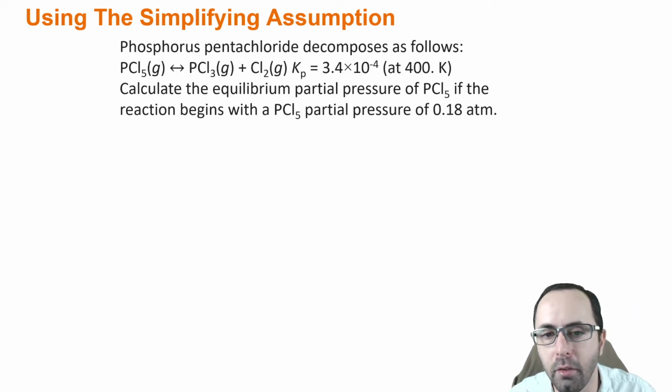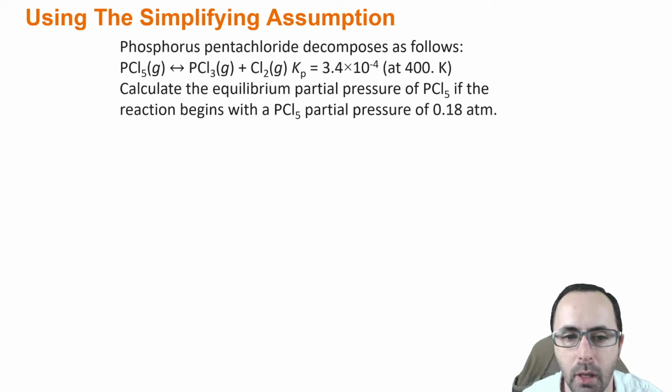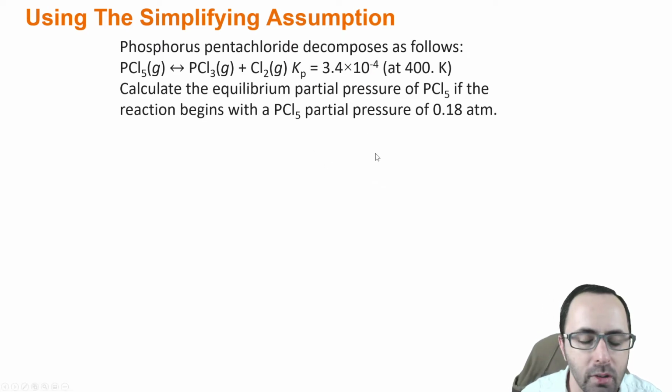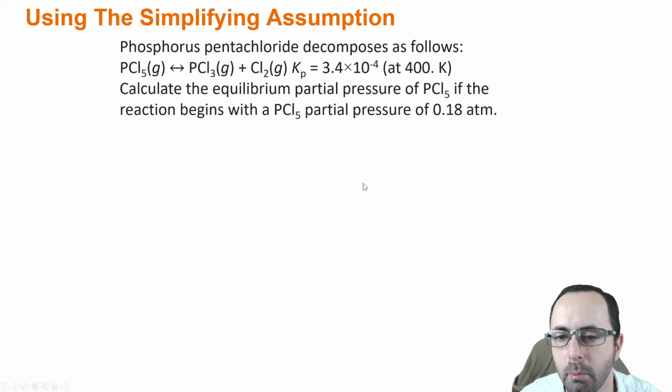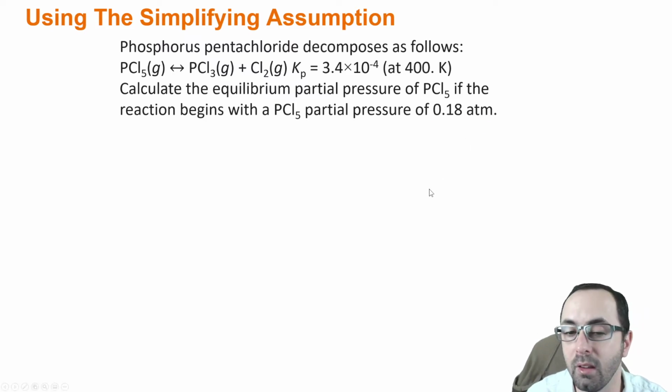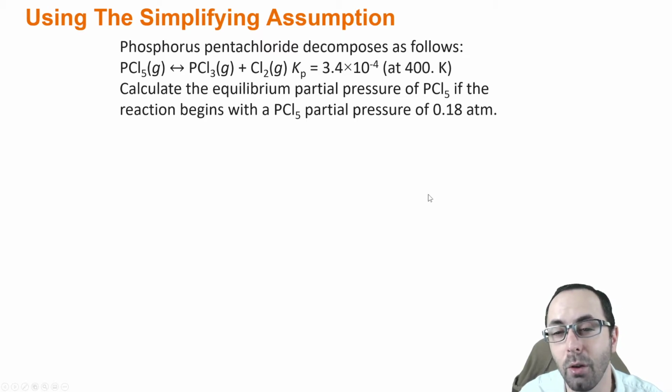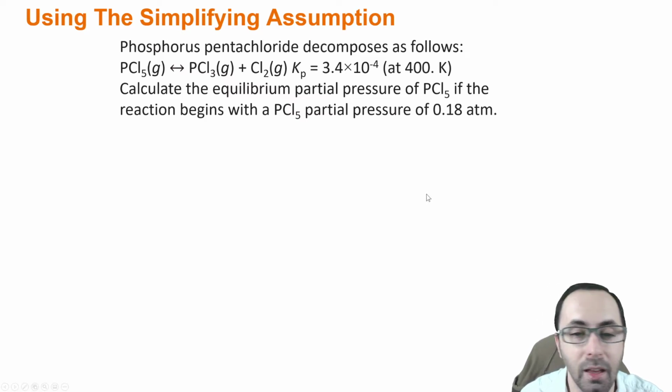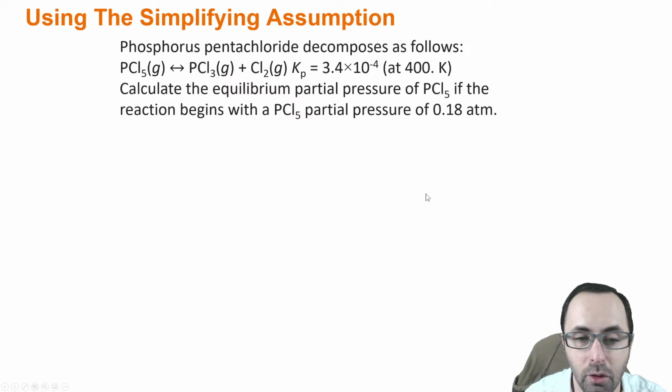Okay, so phosphorus pentachloride decomposes as follows. So we've got this equation and we're given a Kp here. We're going to be working in atmospheres this time, but it works exactly the same way. We'll calculate the equilibrium partial pressures of PCl5 if the reaction begins with a PCl5 partial pressure of 0.18. So not only can we do this stoichiometry in terms of molarities, we can also do it in terms of pressure, because as long as the volume doesn't change, the pressure is going to be directly proportional to the number of moles. And so we can use the pressure in place of moles.